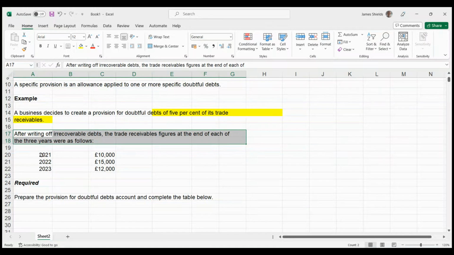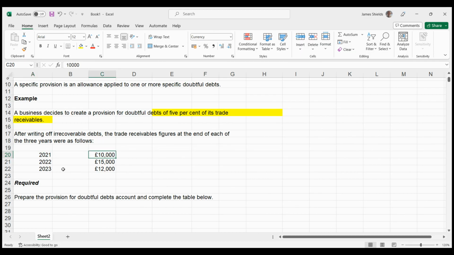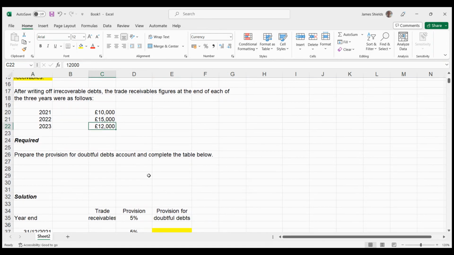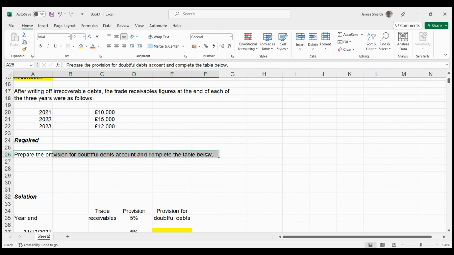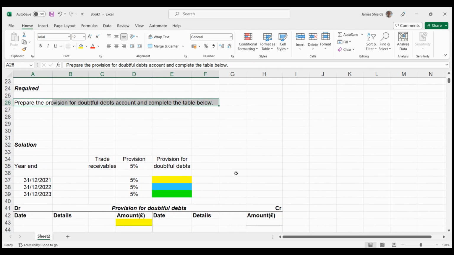So at the end of 2021, it was £10,000. At the end of 2022, the trade receivables were £15,000. And at the end of 2023, the amount was £12,000. Remember, these are the amounts after irrecoverable debts have been written off. What do we have to do? Prepare the provision for doubtful debts account and complete the table below. So let's do some workings now.